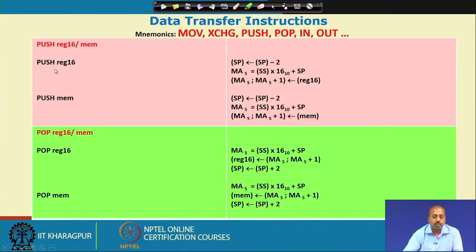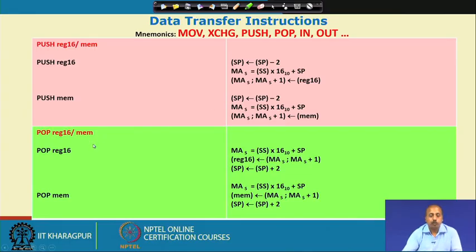Then the push instruction. We can have push 16-bit register or push memory location. If it is push 16-bit register, first the stack pointer is decremented and the address is calculated, 16 into SS plus SP, and then this location and the next location get the content of the 16-bit register. Similarly for push memory, the content of this memory location and the next location, a total 16-bit location, move to the stack.